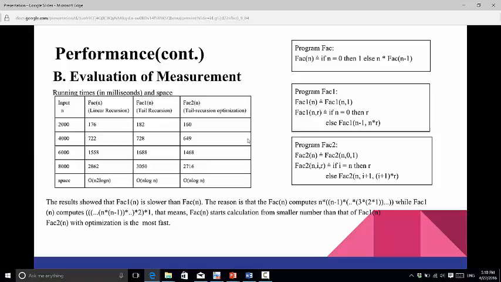We evaluate some measurements. In this table, the results show that factorial 1 is slower than factorial. The reason is that factorial computes like 1 multiplied by 2, and then multiplied by 3, and then continues multiplied by n. But factorial 1 computes n multiplied by n minus 1 first. That means factorial does the calculation from smaller numbers than factorial 1.